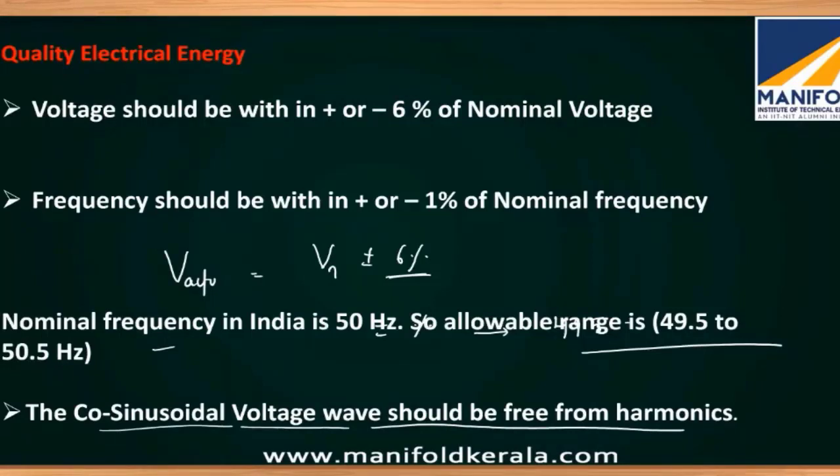These three properties quantify the quality of the electrical energy. Understand? One is the voltage value should be within plus or minus 6% of the nominal voltage. The frequency value should be plus or minus 1% of the nominal frequency. Whatever the voltage wave which you are getting at the customer premises, it should be free from the harmonics. Understand? So far any doubt?